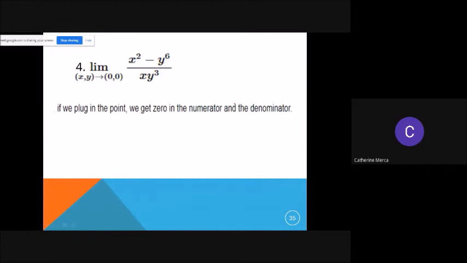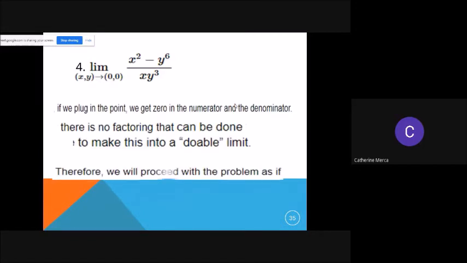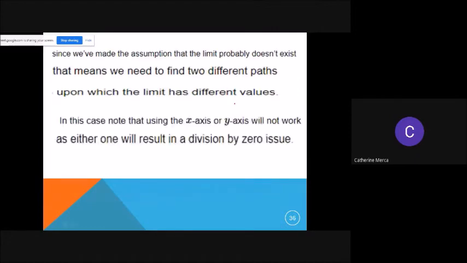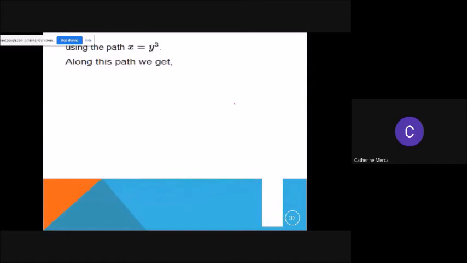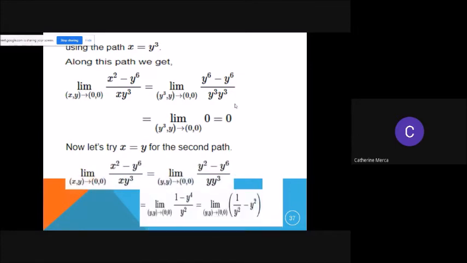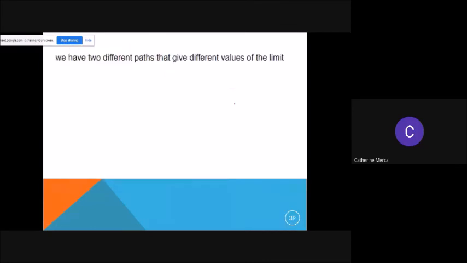So I leave the rest to you, number 4, to understand. Then, let me see. We can use the path here. Kompleto naman yung solution. We have 0. For the second path, what do you have? Come up with that 1 sa infinity. So meron ka ng path na magkaiba ang limit, then you can conclude that the limit actually does not exist. You have this. We have two different paths that give different values of the limit, so the limit now actually does not exist.